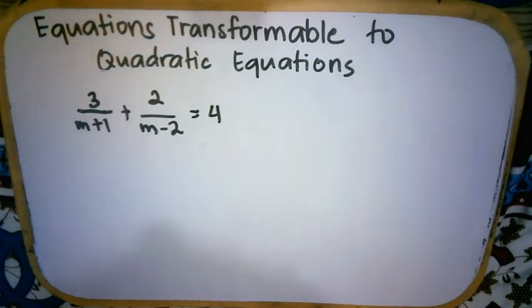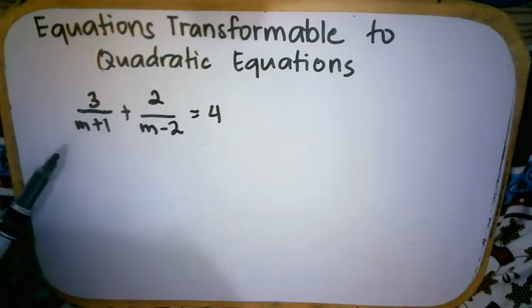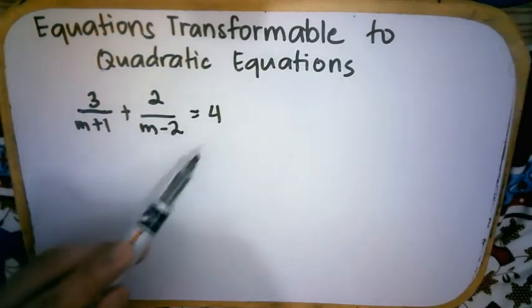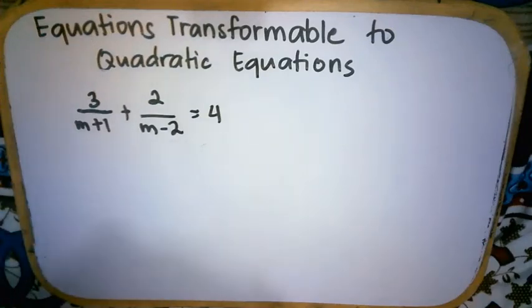Our next example is 3 over m plus 1 plus 2 over m minus 2 equals to 4. Again, we have here a rational equation. So be familiar with the structure of rational equation. So meron siya kadalasan na polynomial, or yung meron siyang variable sa denominator. Okay, so here we are going to get the LCD first.